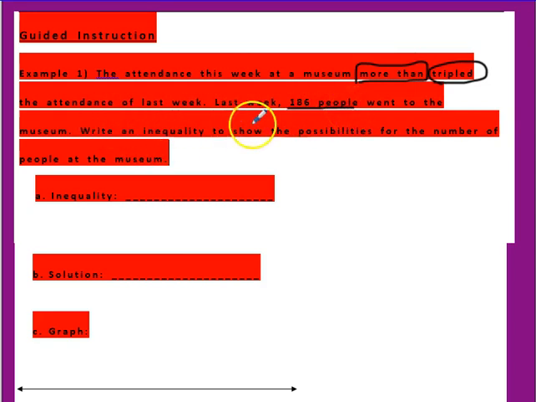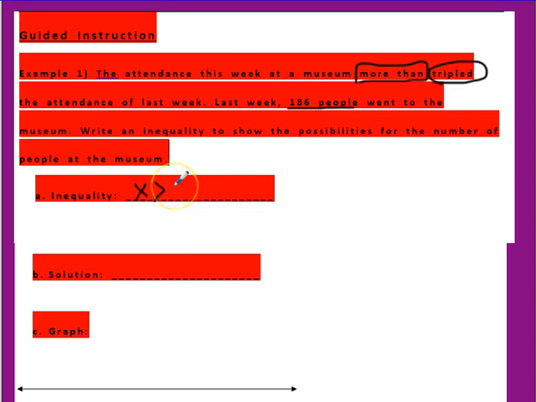We want to write an inequality to show the possibilities for the number of people at the museum. So we are starting with an unknown value, which we will call x, which is the number of people at the museum now, right? And we know that the number of people now is more than, so how would we write that? More than, greater than. So the number of people is greater than triple the number of people last week. And we know that the number of people last week was 186.